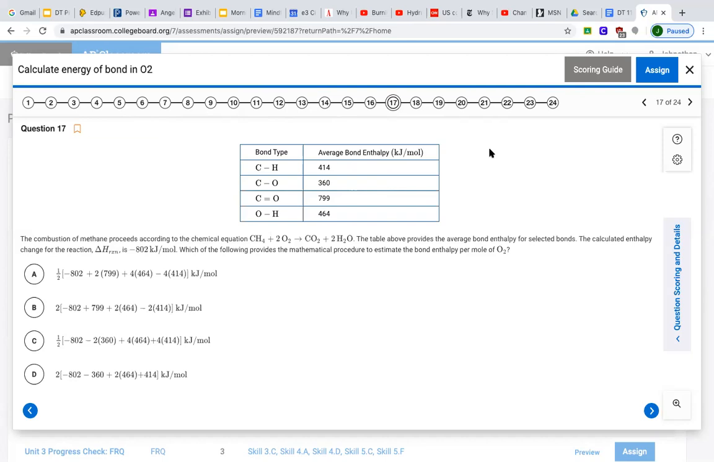Oh, I see. That's fun. So you don't have O2, but you have the other ones. You have all the other bonds. So CH, and you have CO, and then you have the CO double bond, and then you have the H2O. So you have the OH single bond.